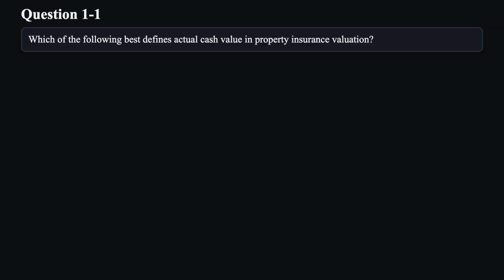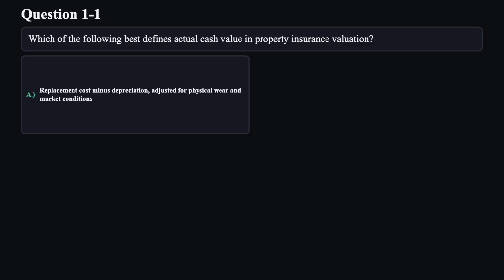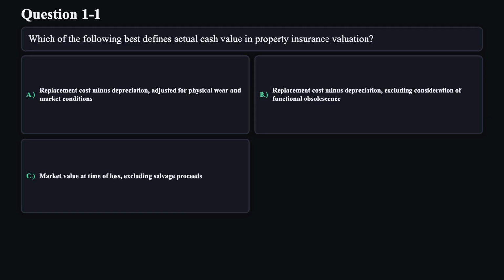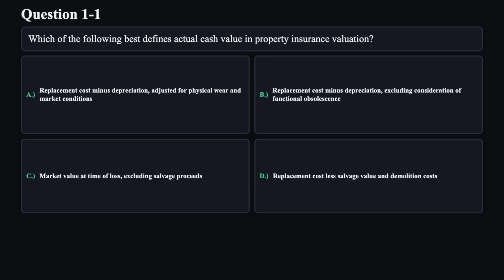Let's walk through the format. I'll read each question and its choices. Let's get started. Question 1. Which of the following best defines actual cash value in property insurance valuation? A. Replacement cost minus depreciation, adjusted for physical wear and market conditions. B. Replacement cost minus depreciation, excluding consideration of functional obsolescence. C. Market value at time of loss, excluding salvage proceeds. D. Replacement cost less salvage value and demolition costs.